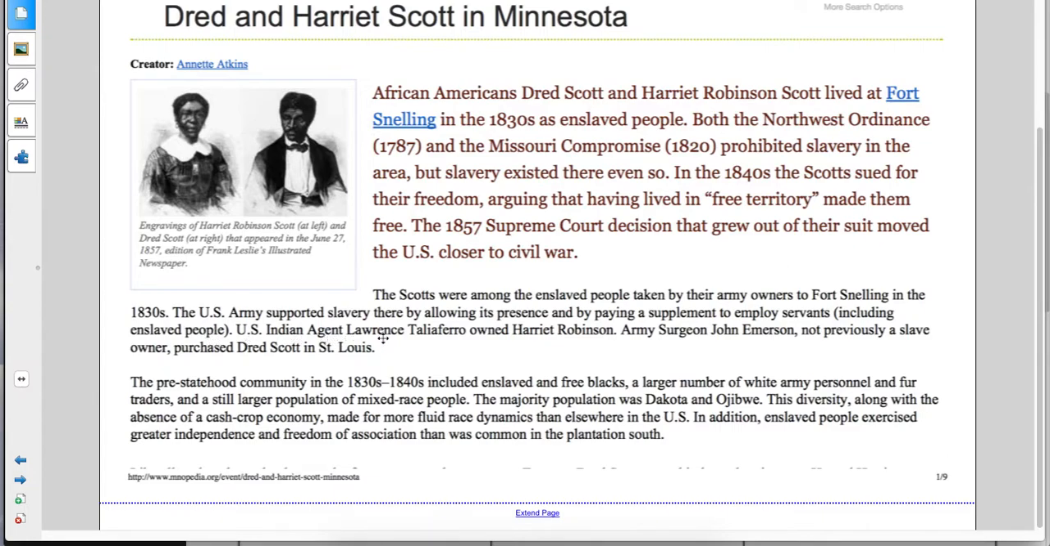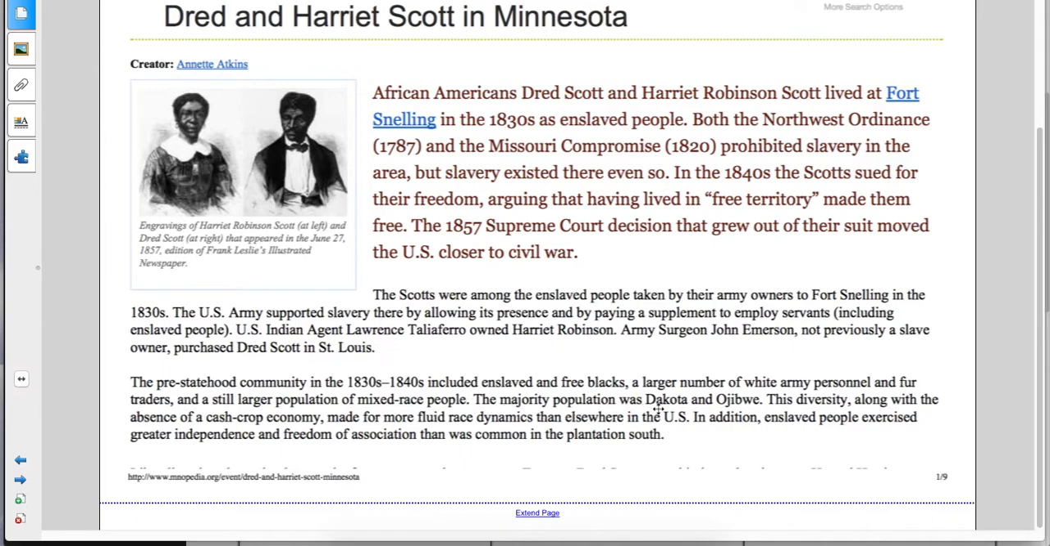U.S. Indian agent Lawrence Taliaferro owned Harriet Robinson. Army surgeon John Emerson, not previously a slave owner, purchased Dred Scott in St. Louis. So we got some tie to St. Louis. The pre-statehood community in the 1830s, 1840s included enslaved and free blacks, a larger number of white army personnel and fur traders, and still larger population of mixed-race people. So, wow, it's a pretty diverse place, Minnesota at the time.